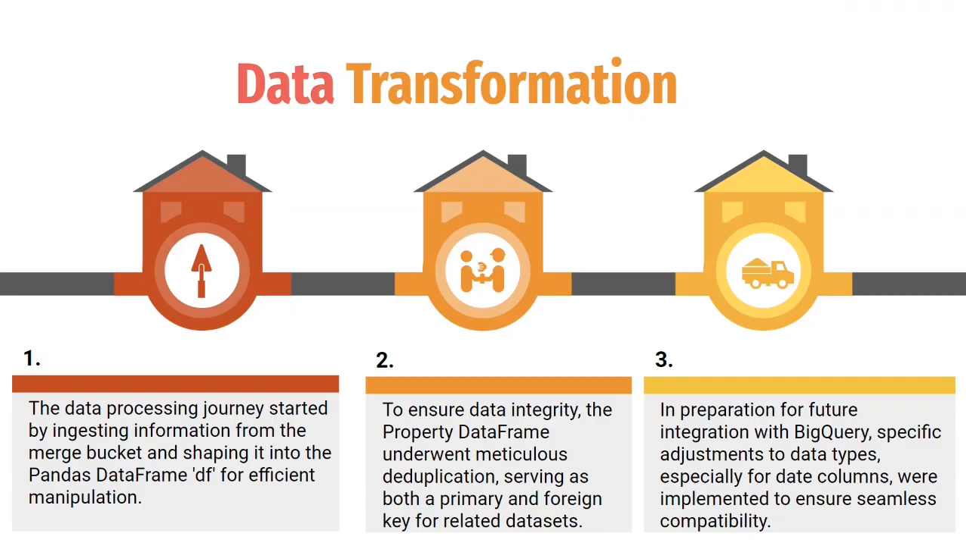The data processing workflow began with the ingestion of information from the merge bucket, encapsulating it within a pandas data frame labeled TF. Ensuring the integrity of related data sets, duplicates were meticulously eliminated from the property data frame, a pivotal entity serving dual roles as a primary key and a foreign key.